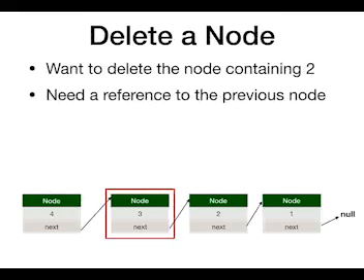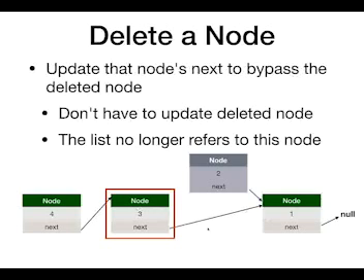Similar with delete. It's a very simple operation in terms of runtime. It's constant runtime if we have a reference to the node already. So we have to have a reference to the node before the one we want to delete. So say I want to delete 2 from this list. I'm going to take the node before it and update its pointer, its next value, to the next value of the node that I want to delete. So delete is as simple as that.